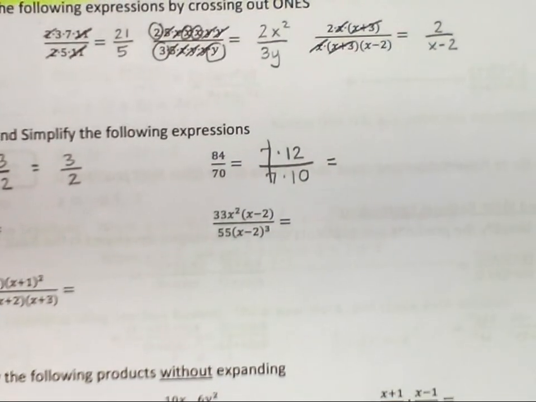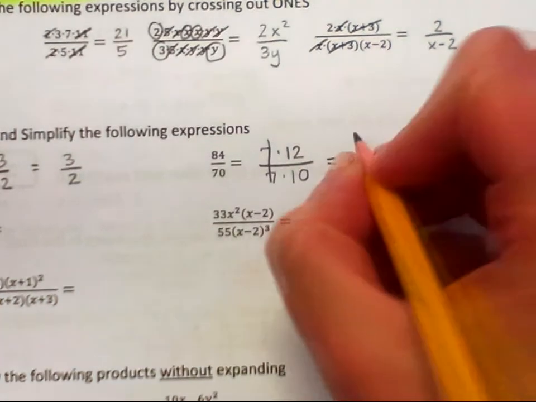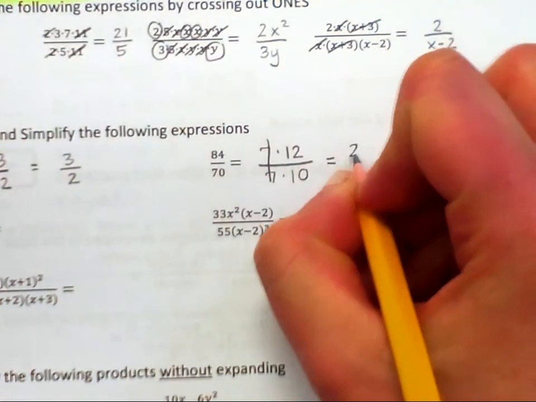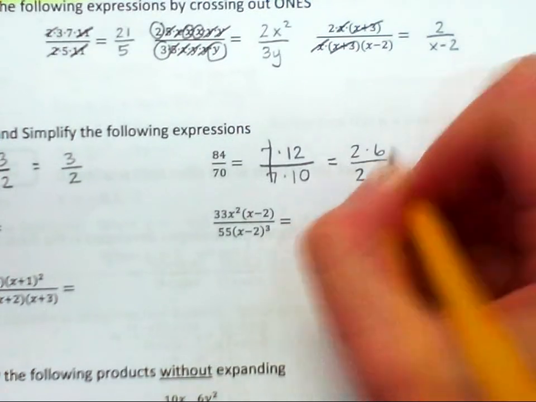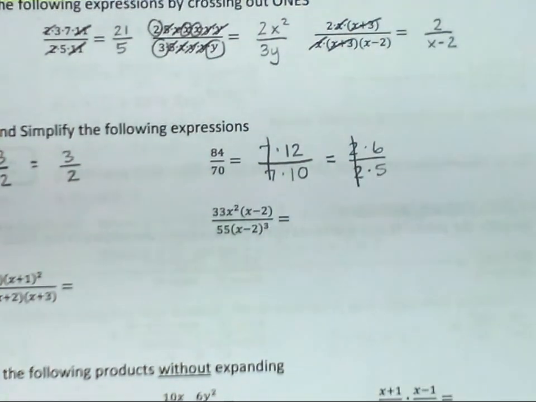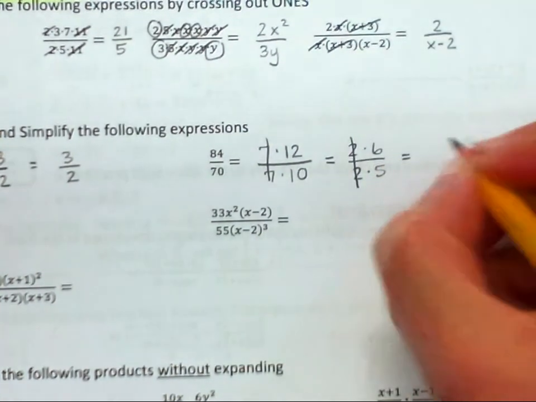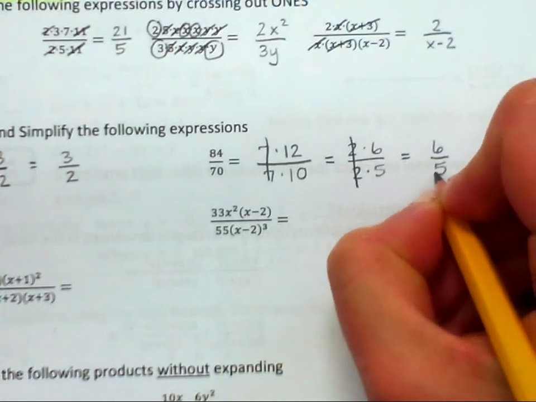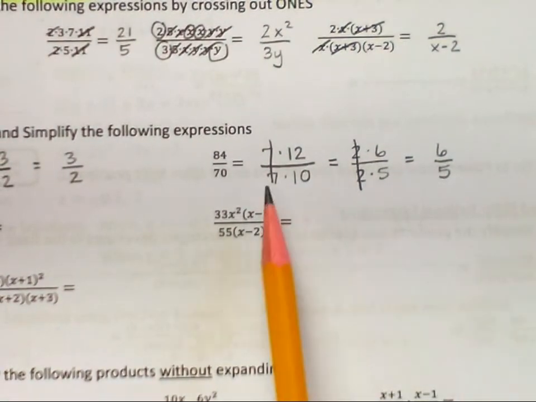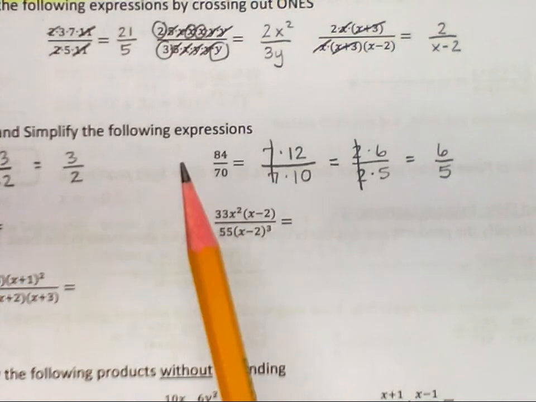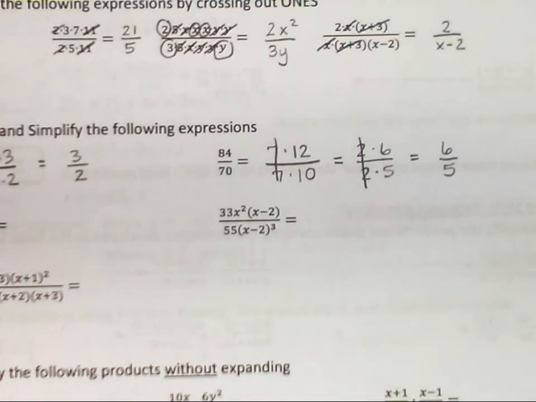So that means I need to do this process again. What is going to divide 12 and 10 evenly? I can rewrite 12 as 2 times 6 and rewrite 10 as 2 times 5, which means my final reduced answer is 6/5, which means I originally could have divided 84 and 70 by 14.